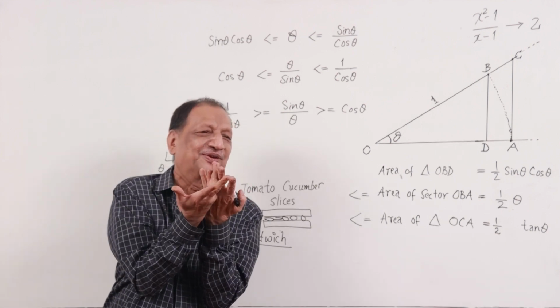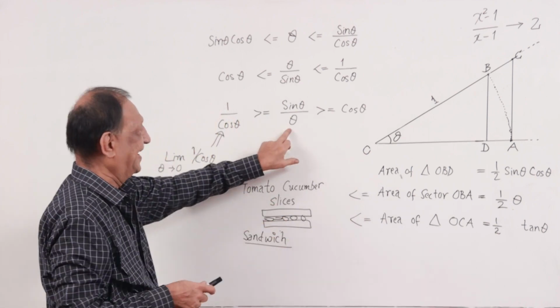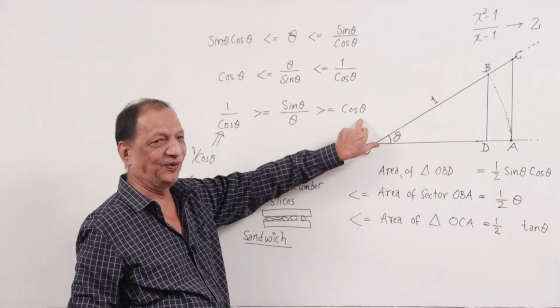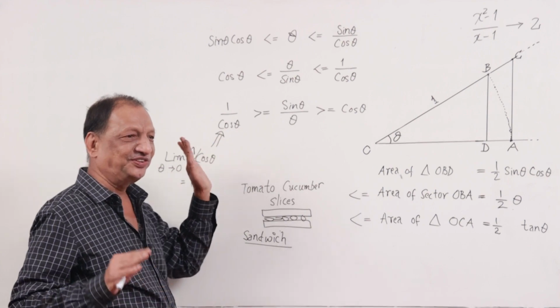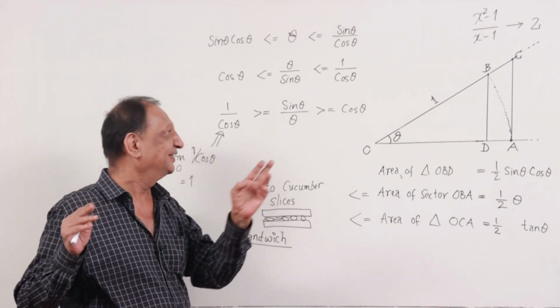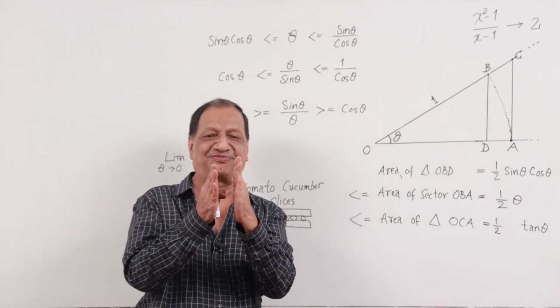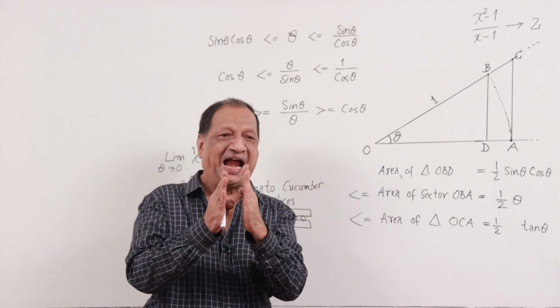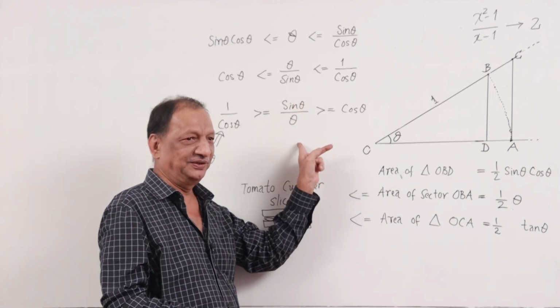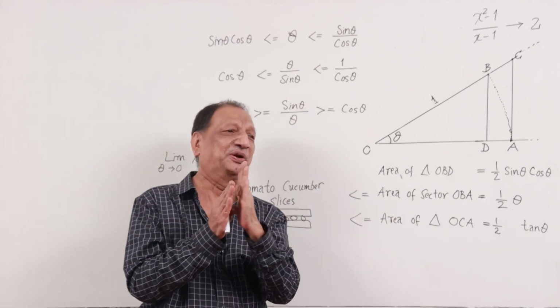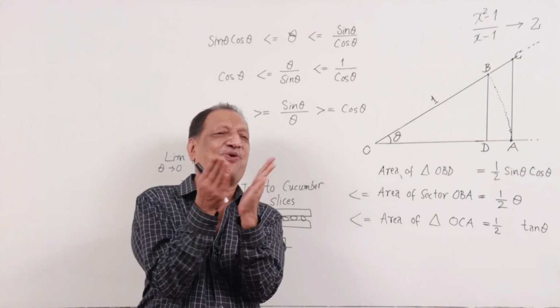It's got to be in between. No, there is no choice. Same way here, when theta goes to 0, we have 1 over cos theta, which is going to 1 from one side. We have cos theta, which is going to 1 from the other side. And our poor fellow, sin theta by theta, is stuck in between. Obviously, it has nowhere else to go.